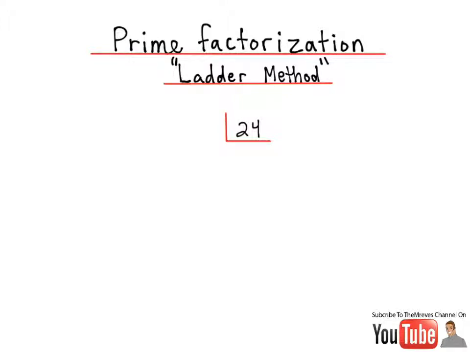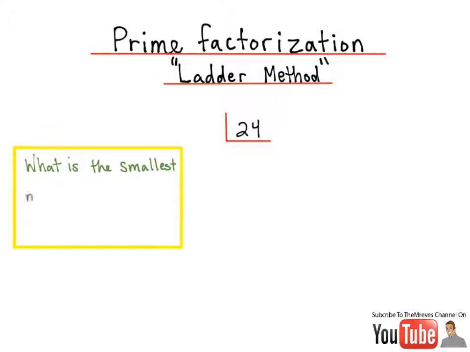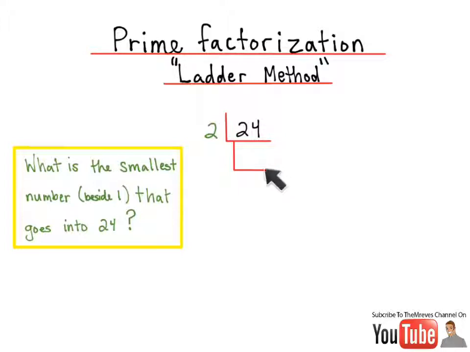Now, what I want you to think is, what is the smallest number that can go into 24? Let's make a quick note. What is the smallest number besides 1 that can go into 24? As we're thinking smallest number, 1 doesn't go into it, 2 does because it's even. Then I'm going to make another ladder, and I ask myself, how many times does 2 go into 24? Well, in the bottom part of the ladder, right over here, I'm going to put 12 because 2 goes into it 12 times.